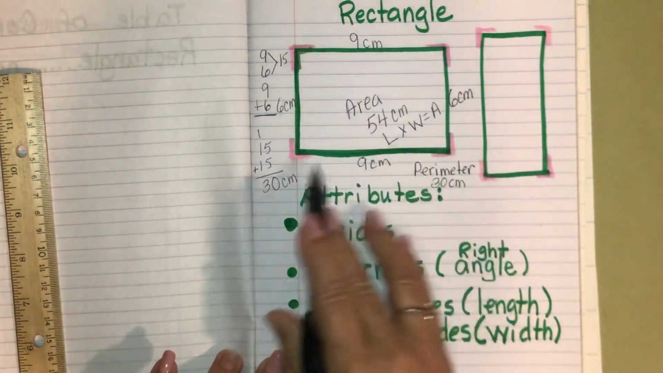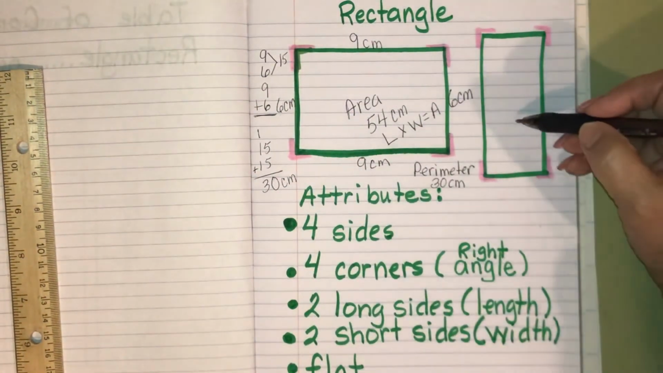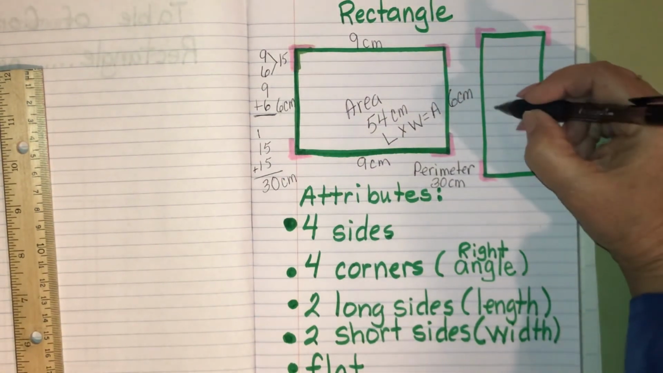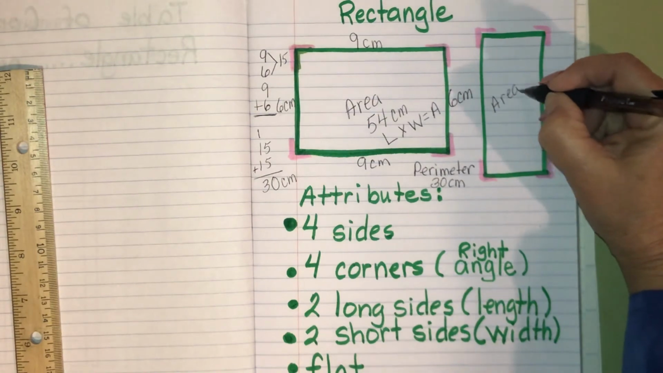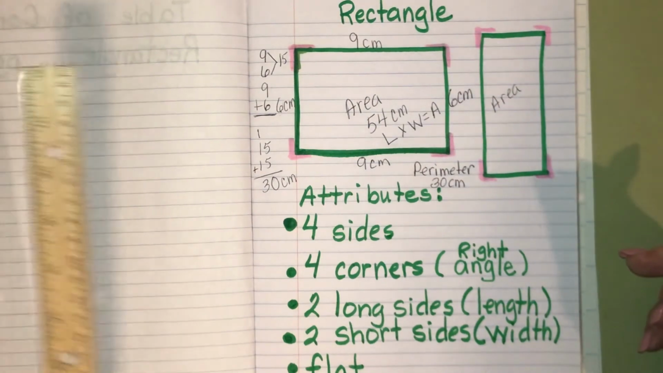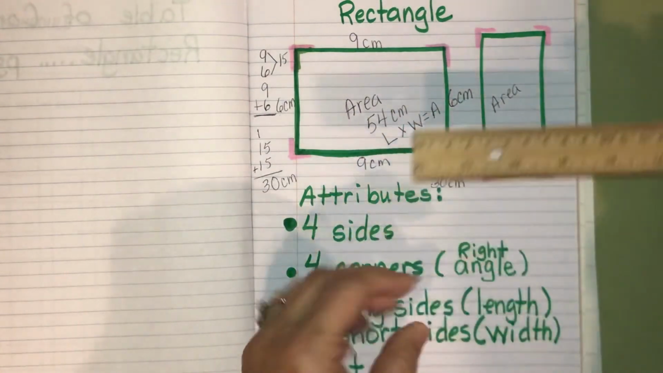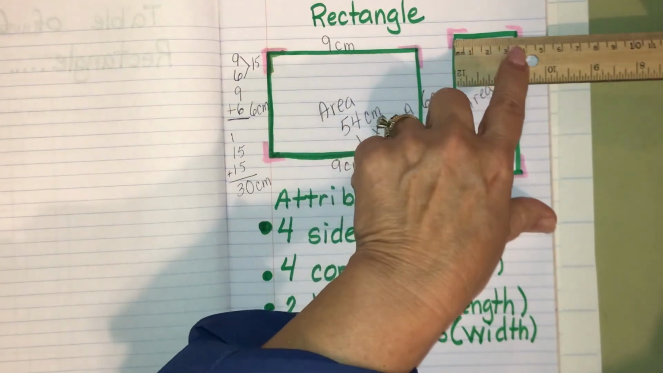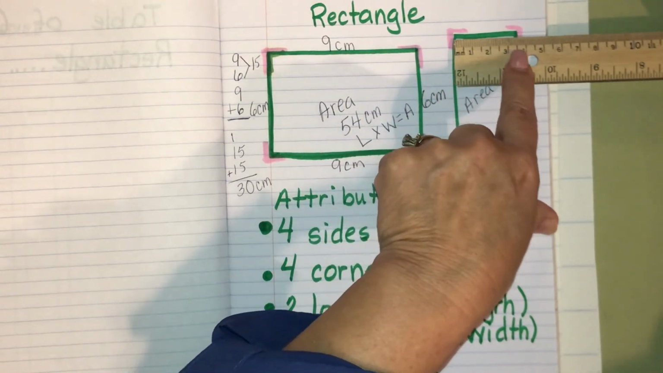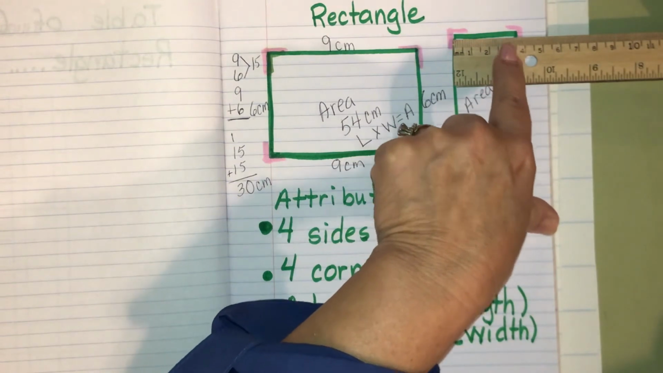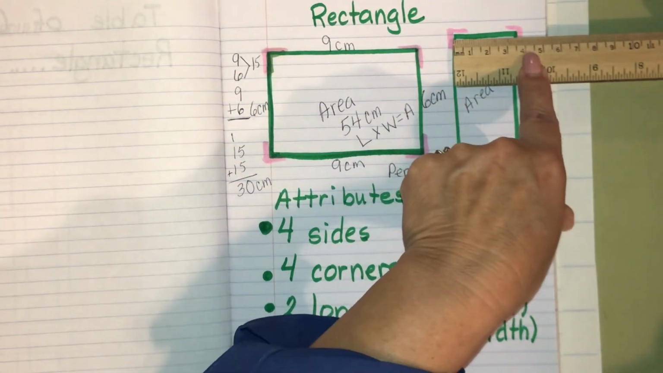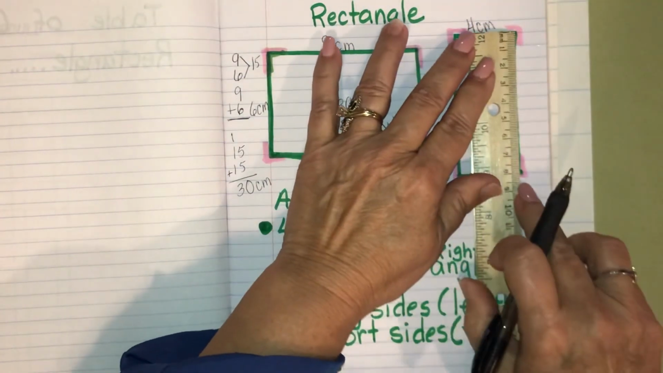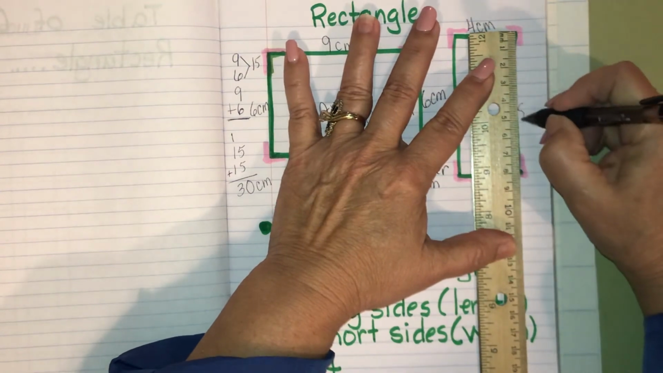Okay, that's this rectangle. So let's do this one. Let's figure out the area and the perimeter. Remember, the area is the inside. And first we need to measure. We're measuring in centimeters. Okay, so we start at the edge here. And it looks like it's about 3.5 centimeters. But we're not going to use fractions today, so when it's half, you go to the bigger number. So we're going to say that is 4 centimeters wide. And the length would be 8 centimeters.